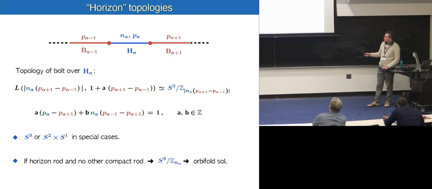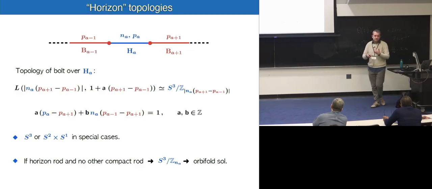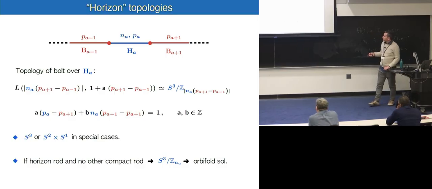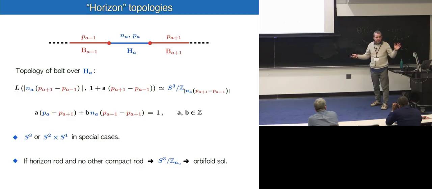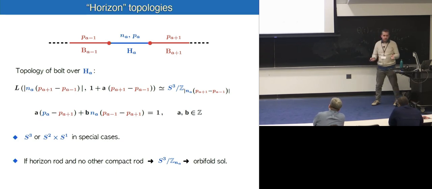If we have a horizon rod and no other compact rod, then the horizon is S3 mod Zn, and we have an orbifold solution. So we are constructing just more complicated Euclidean horizons that should also contribute as saddles to the index. So we are introducing families of saddles that depend on some integers. And hopefully they can be helpful to reconstruct some symmetries that should be there.